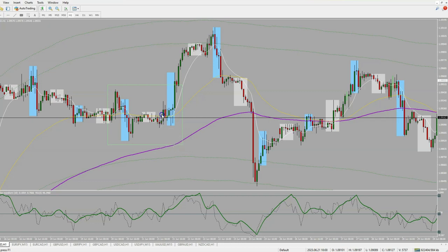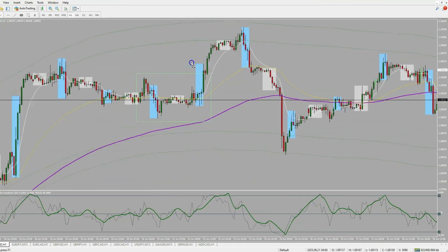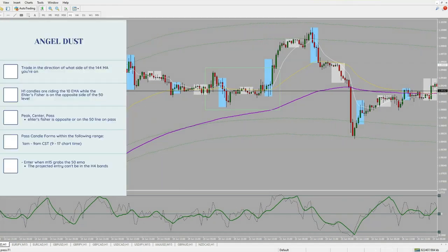Comes down. Here's a pass candle. What time did that pass candle happen? That happened at 11 o'clock chart time. Let me pull this over a little bit more. That happened at 11 o'clock chart time, so that's within the acceptable range of times. And then also the Elish Fisher was still below the 50 level. So everything is met. This is a valid Angel Dust setup.